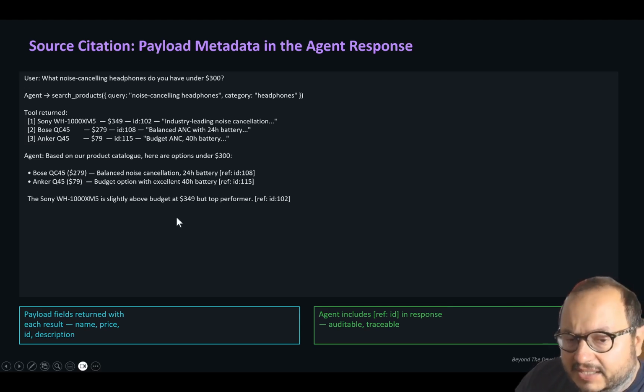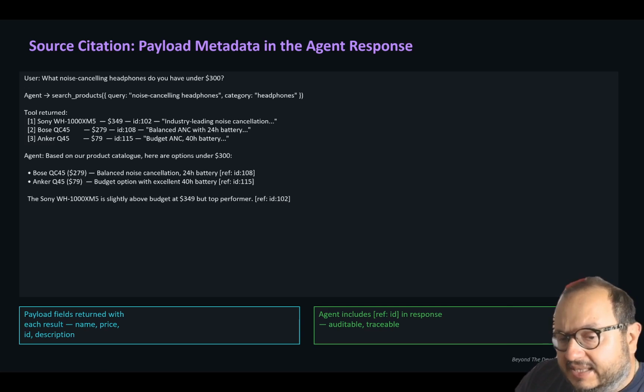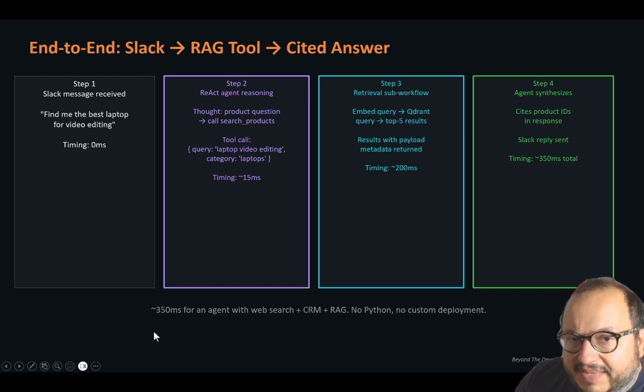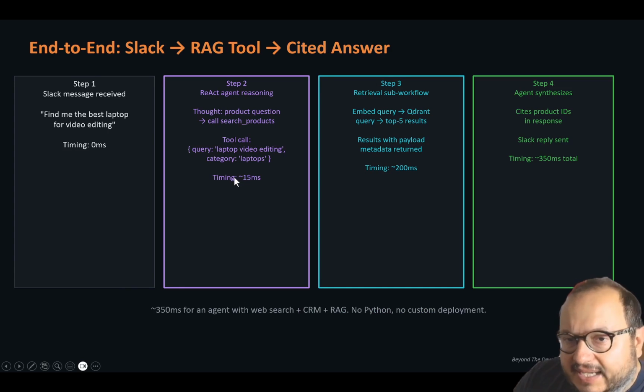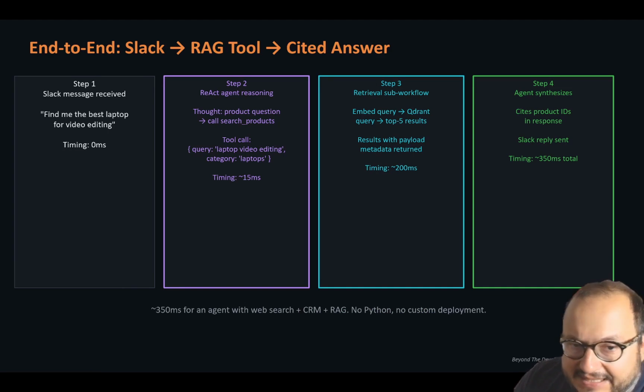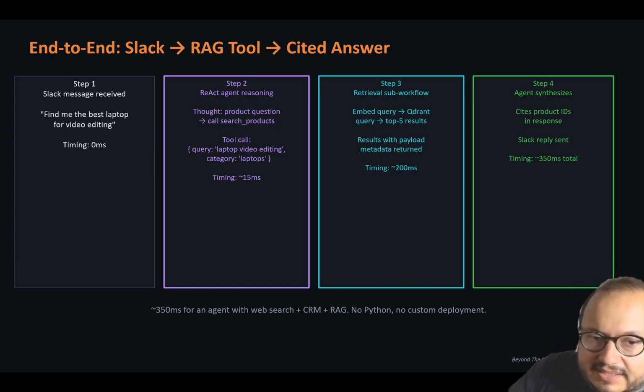Now let me run an end-to-end demo so you can see the full flow in the execution log. I'm going to send a message to the Slack channel, which I already did. Find me the best laptop for video editing. Watch the execution log now. Slack trigger fires at 0 milliseconds. The ReAct agent starts its first reasoning step. Thought: the user is asking about a product category. I should search the product knowledge base. It decides to call search products with query like laptop video editing and category laptops.